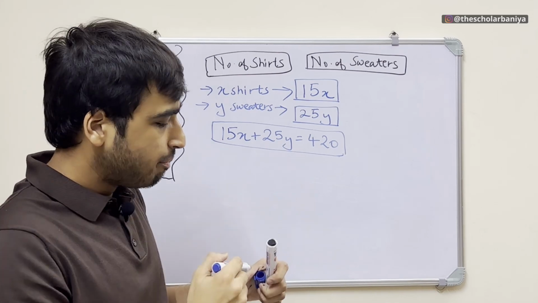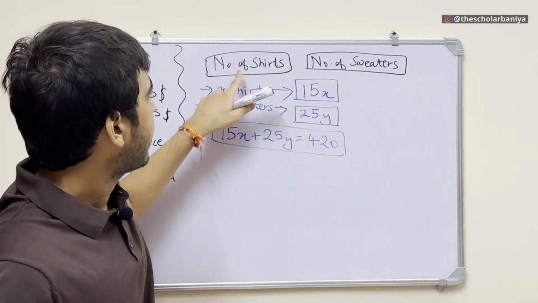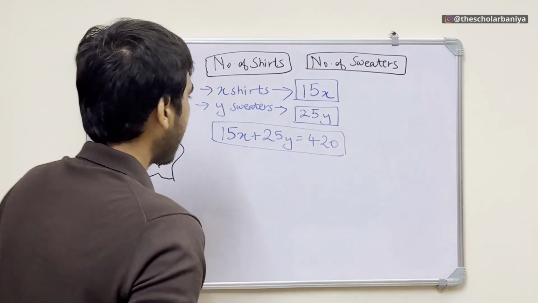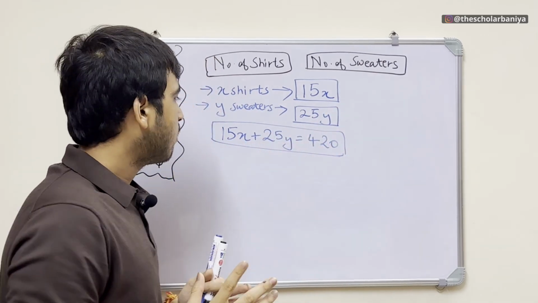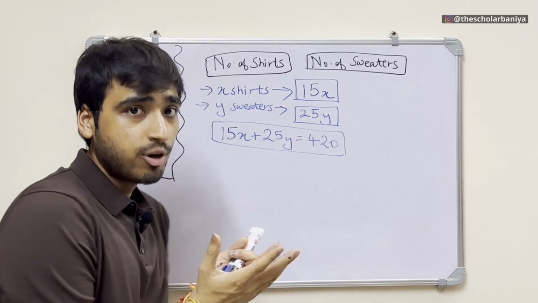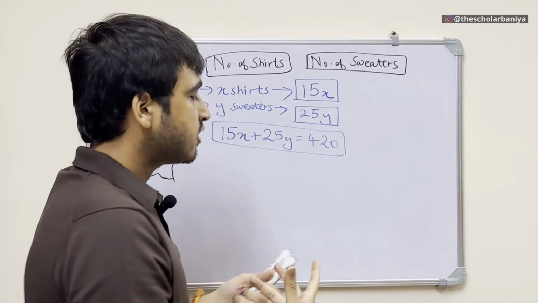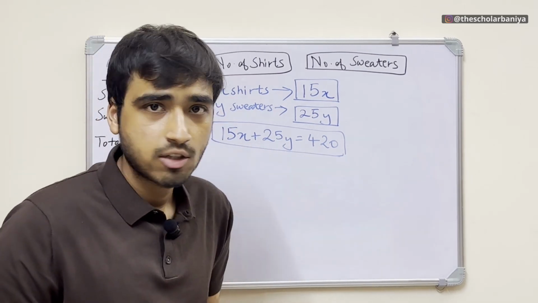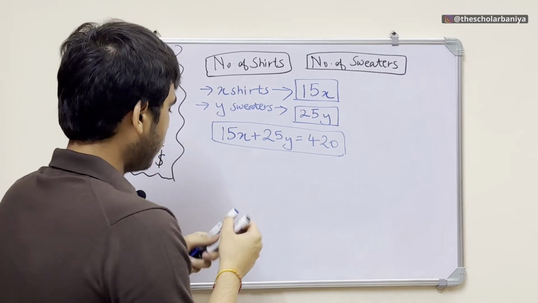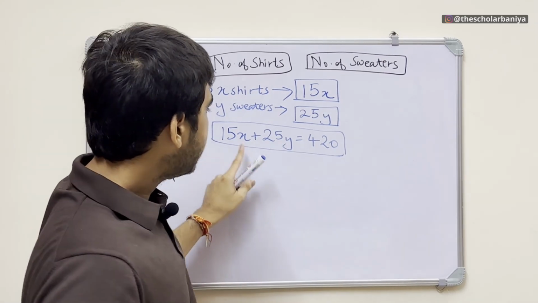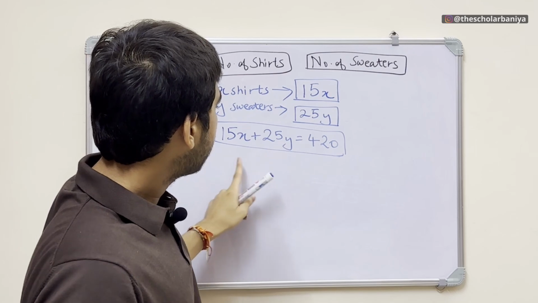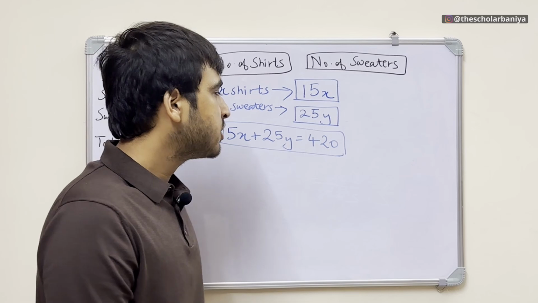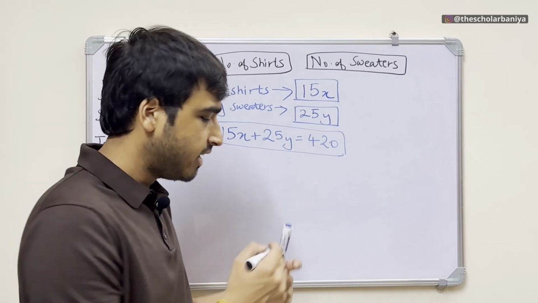Okay, and we have to compare what? X and Y, because there are X shirts and Y sweaters. Now the only way we can solve this question is by putting different values of X and Y which satisfy this equation. For example, let's suppose we take X equals 1. Then that will become 420 minus 15, 405. But do you think 405 is divisible by 25? No, right?